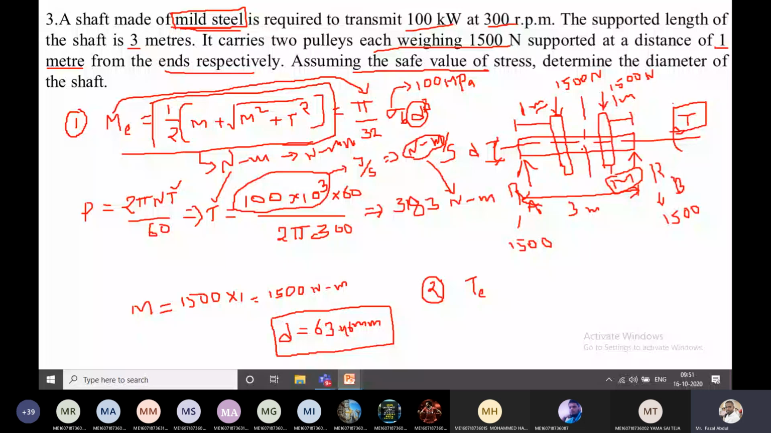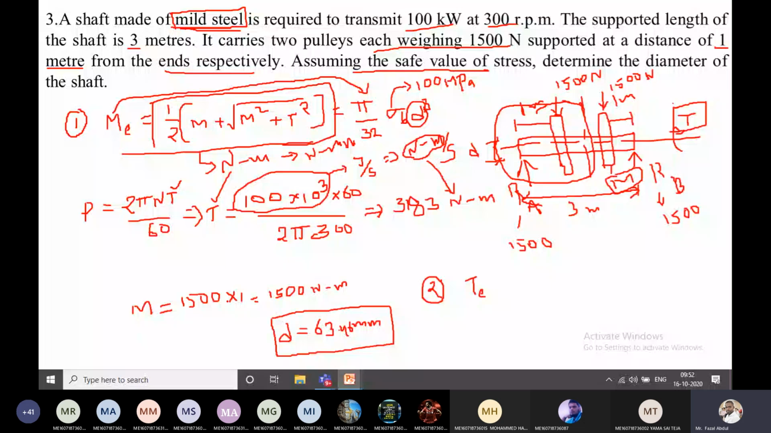What is the bending moment equation? W into L. Why am I writing W into L? Because this is appearing as a cantilever, since this is a symmetrical one. Cantilever means the load into perpendicular distance. So I have written load into perpendicular distance, that is 1500 Newton meter. After substituting the two values in this equation, you will get the answer in terms of Newton meter, and you need to convert it into Newton mm, because sigma B is in megapascal, that means Newton per mm square.